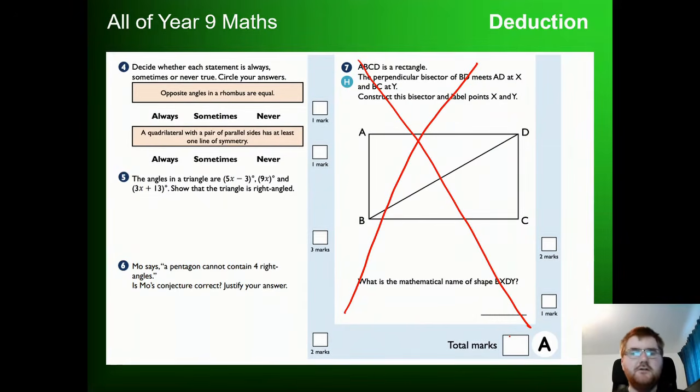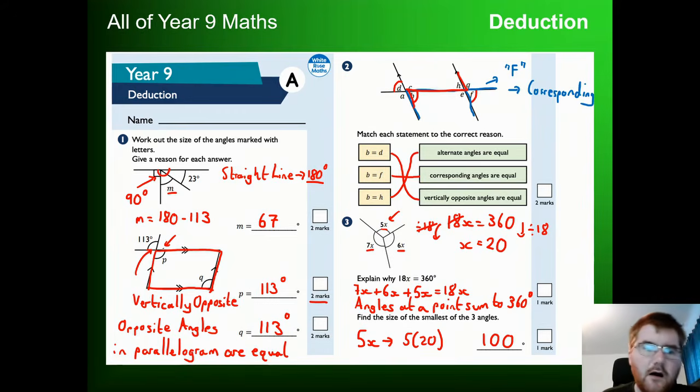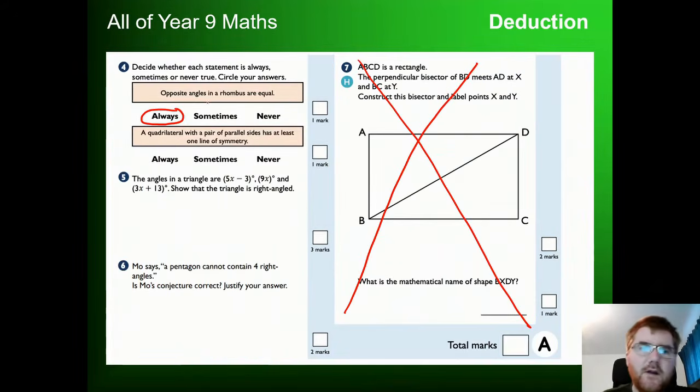Right, moving on to question 4. Decide whether each statement is always, sometimes, or never true. Circle your answers. Opposite angles in a rhombus are equal. Well, that is always, and I'm just going to show you why that's the case. If we go back to our question here, I told you the opposite angles in a parallelogram are equal. A rhombus is just a special version of a parallelogram. Therefore, we can use question 1 here to work out question 4 as being always.